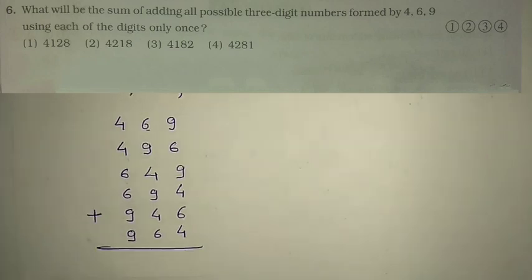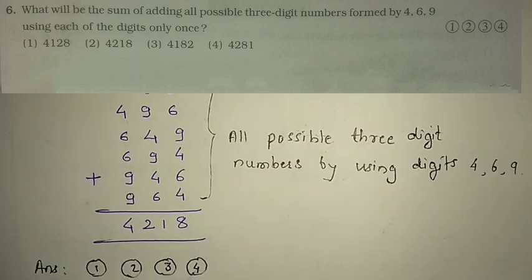So we have to do addition of all these numbers. By adding all these numbers, I got the answer 4218. So this is the sum of all possible 3-digit numbers. Is 4218 given in the options? Yes, if you see, the second option is 4218. So in the answer column we will fill the second circle. The second option is correct.